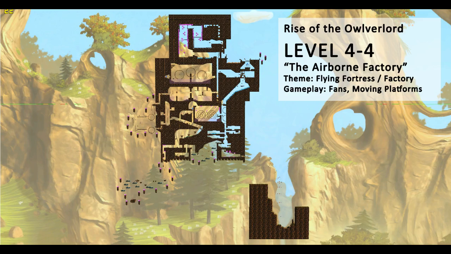So, what we have here is level 4-4. You wonder where is level 4-3? 4-3 is right now still in production and maybe closer to the planning side than the actual production side.